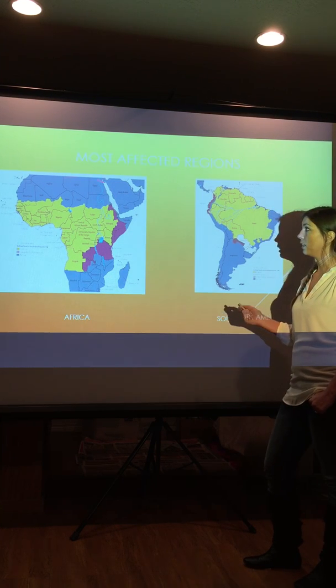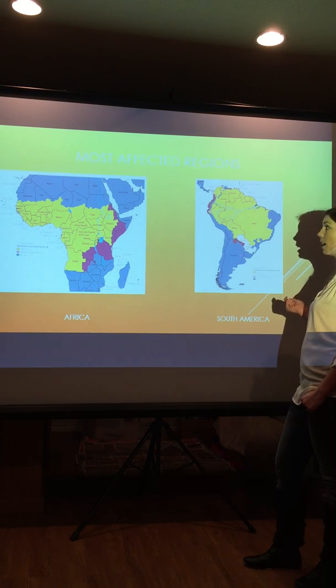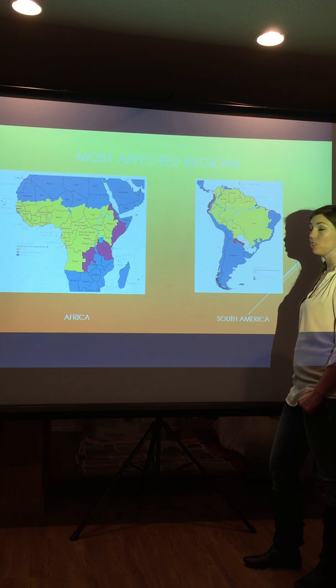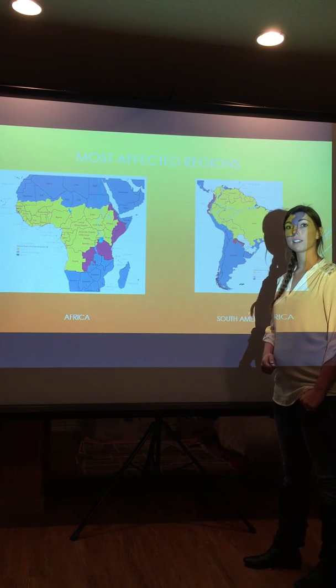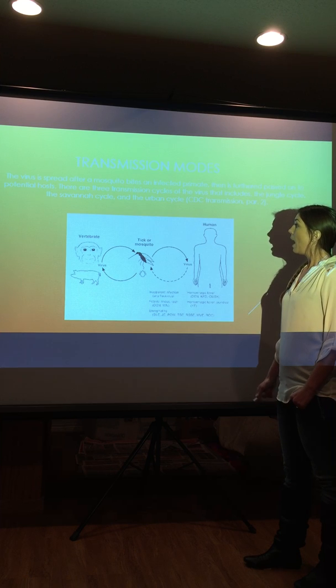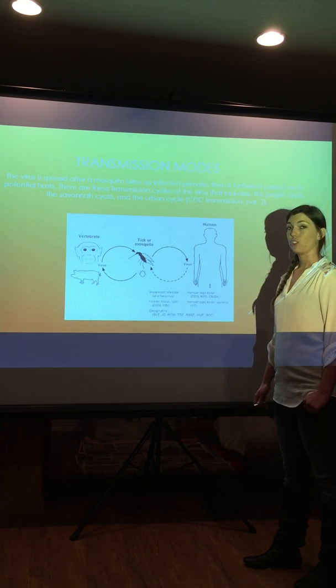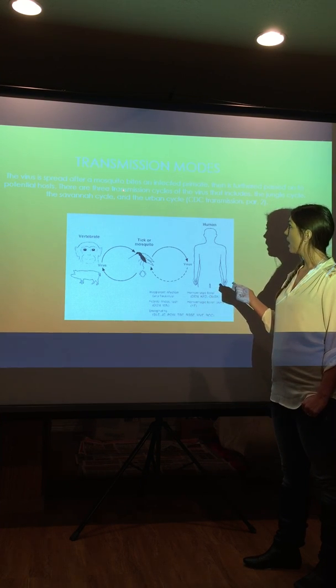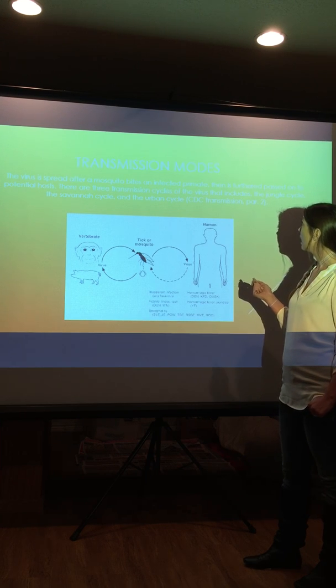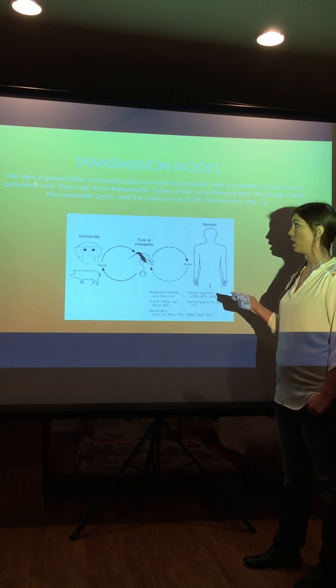Here is Africa on the left and South America on the right. These are the two most common regions affected by the yellow fever virus. Here we are talking about the transmission. Again, it's spread by mosquito bites of an infected primate. It is then further passed on to potential hosts.